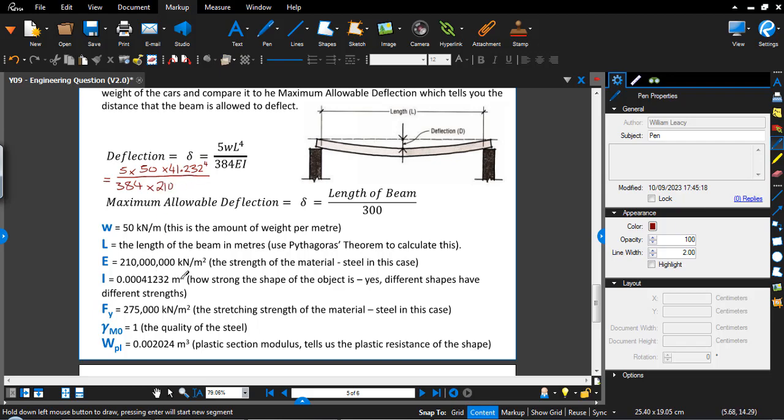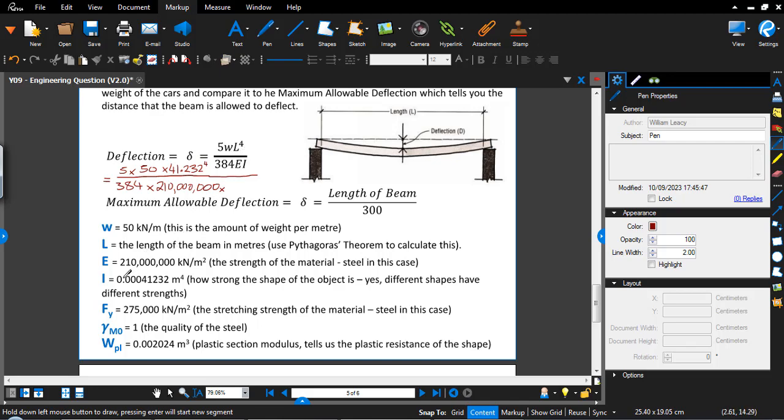Usually E would be in newtons per millimeter squared, and this would be newtons per meter squared. This would be in centimeters cubed, and this in centimeters to the 4. But I just put them in friendlier units for you because you've probably not done this before. It's virtually the same, 99% the same.